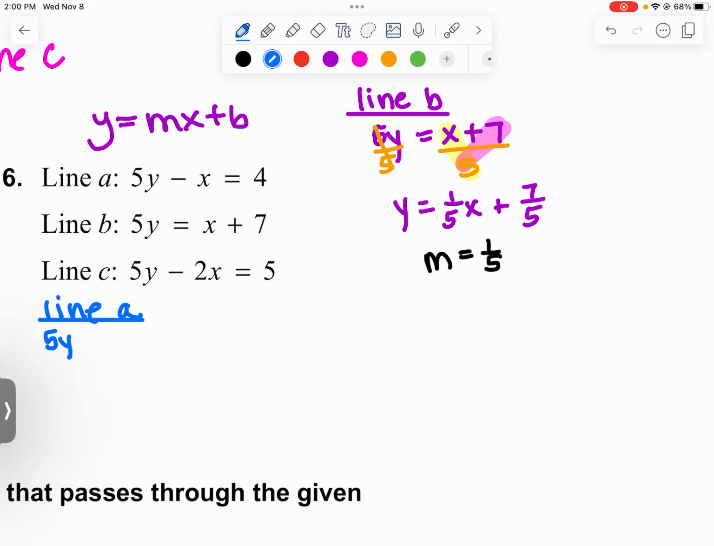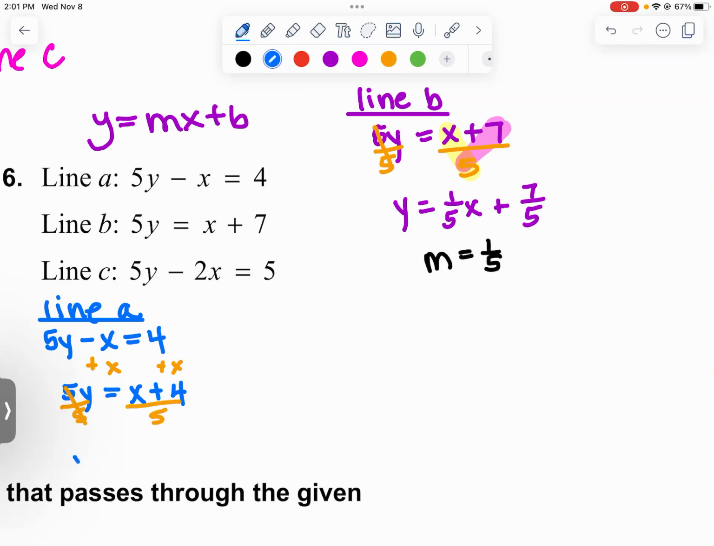Now let's go back and let's talk about line A. Line A is 5y minus x equals 4. If we want to solve for y, what do we need to do first? What do you say? We need to add x to both sides. Okay, so now I have 5y equals x plus 4 as opposed to 4 plus x, because I know I want to get it in slope intercept form. That sound like a good idea? Okay. Now what are we going to do? Okay. Let's divide each side by 5.